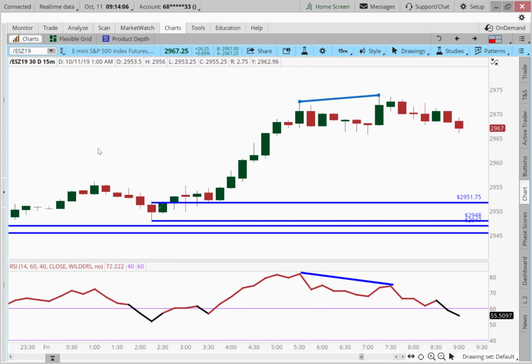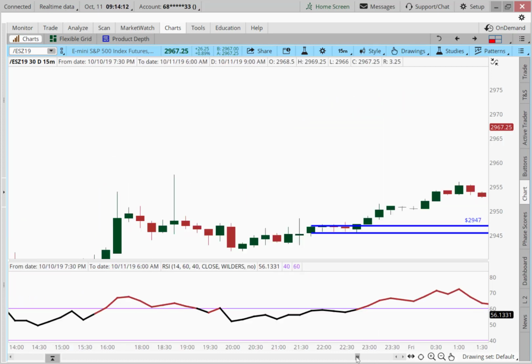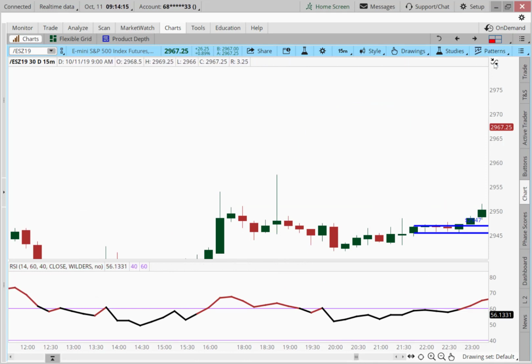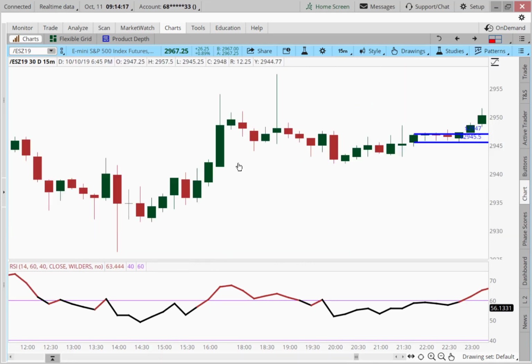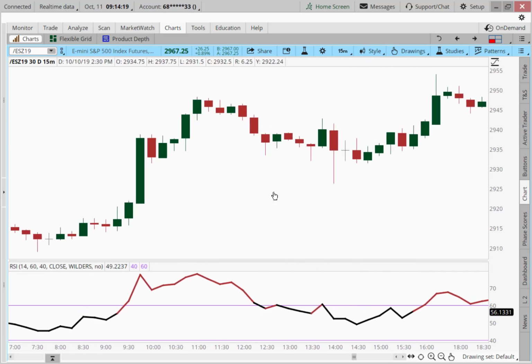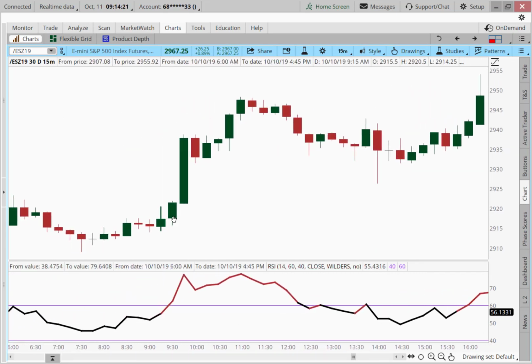And looking back, if I could find things like negative and positive divergence, those are signals that usually precede a change in trend. And that's obviously what we're looking for, is trying to figure out, okay, is the trend going to change on us? And if so, where and when is it going to change?